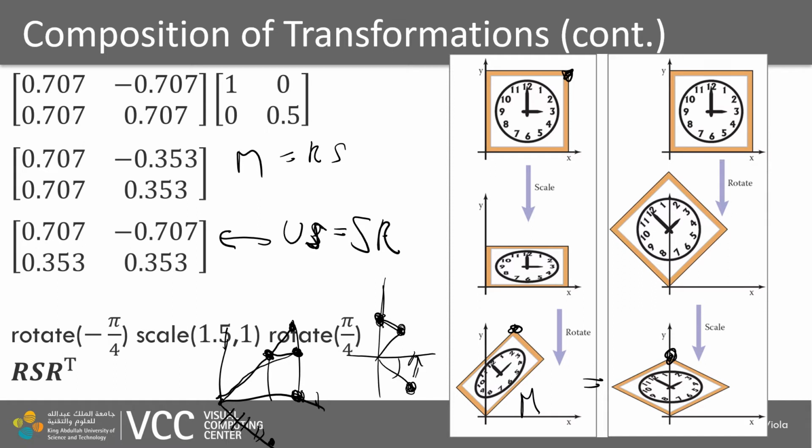x-axis, then it will be scaled by a 1.5 factor, and then it will be rotated back into, again, 45 degrees. So this is a scaling along an arbitrary axis, and this axis is, in this case, an axis which spans with the x-axis a minus pi/4 angle.